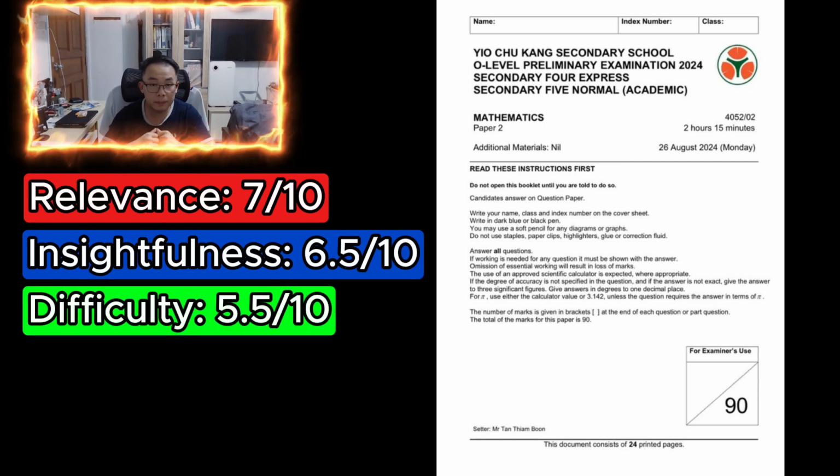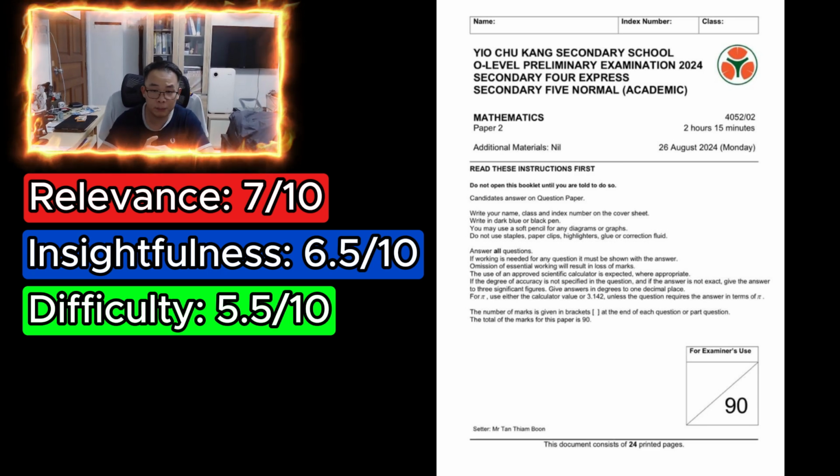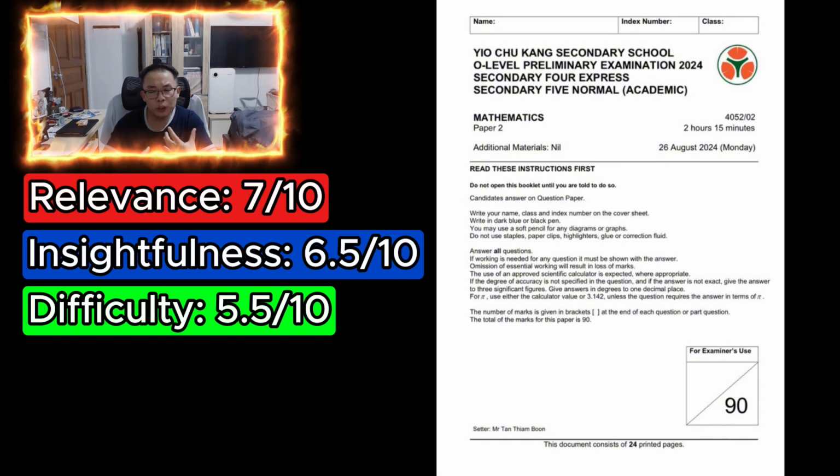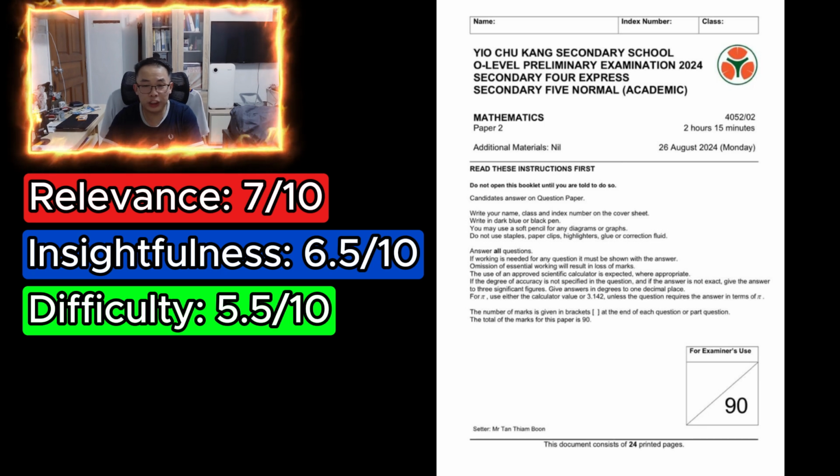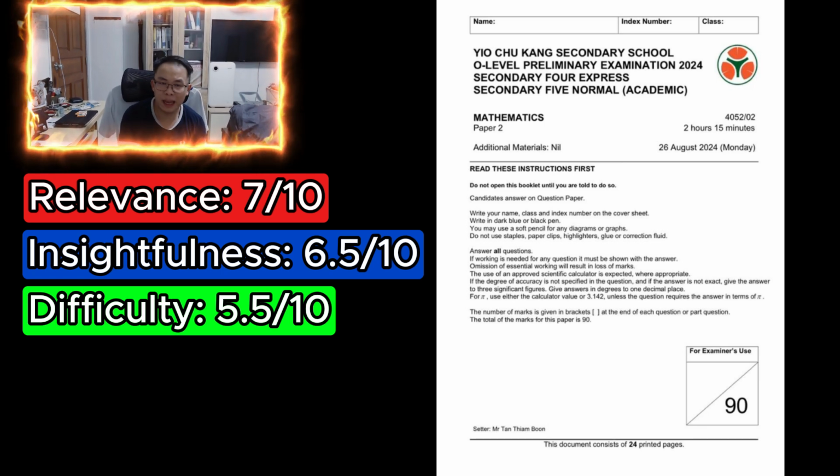Overall, do I like this paper? Yeah, definitely, I quite like it. In fact, this will be one of the papers that I'll keep towards the end, because it's a paper that is going to help you build confidence. And at the same time, there's just 1 or 2 difficult questions to remind you that E-Math can be difficult.